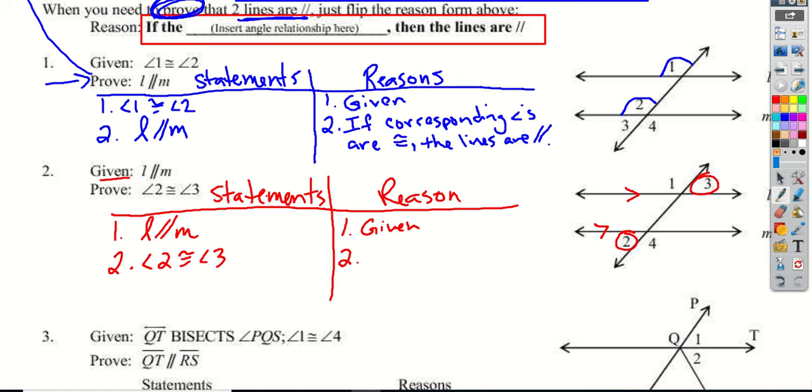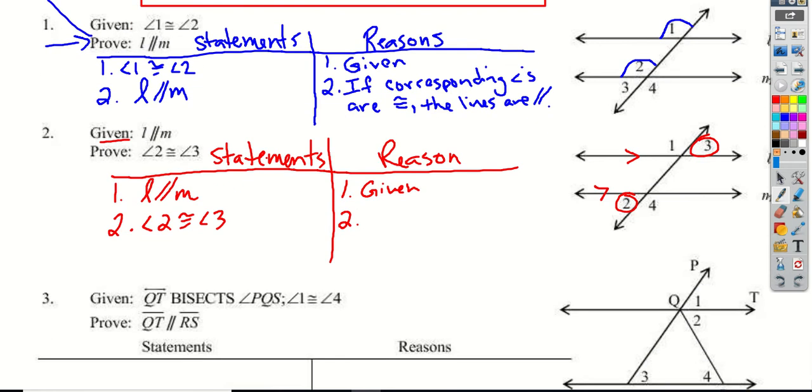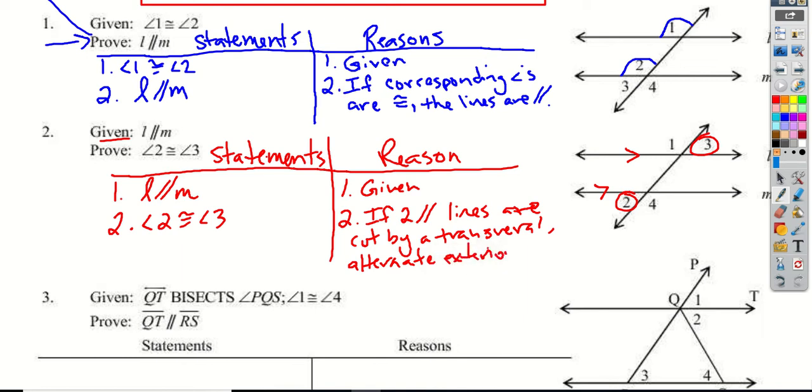And so our statement for this is going to be what we just marked down right here. All right, so we're going to say if two parallel lines are cut by a transversal, the alternate exterior angles are congruent.